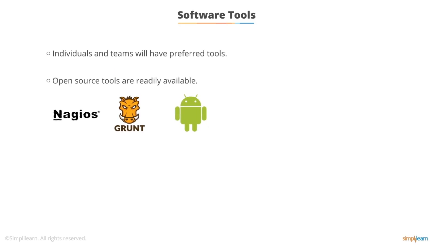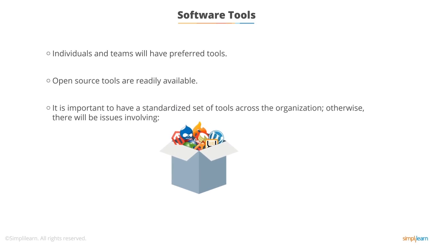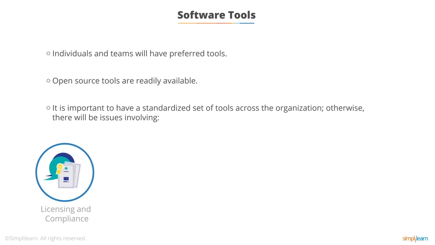Open source tools are readily available, although some organisations don't like to use open source tools because of support issues. But it's also important to have a very standardised set of tools across the organisation for various reasons. So look at the reasons. First of all, licensing and compliance. Many of the software applications and tools require licensing. That can get incredibly complex for a big organisation with a very wide range of tooling.